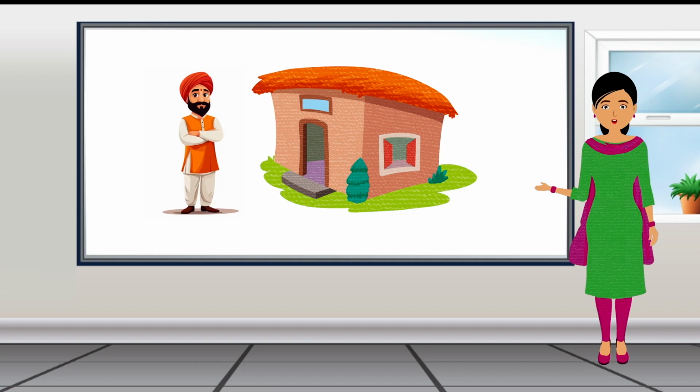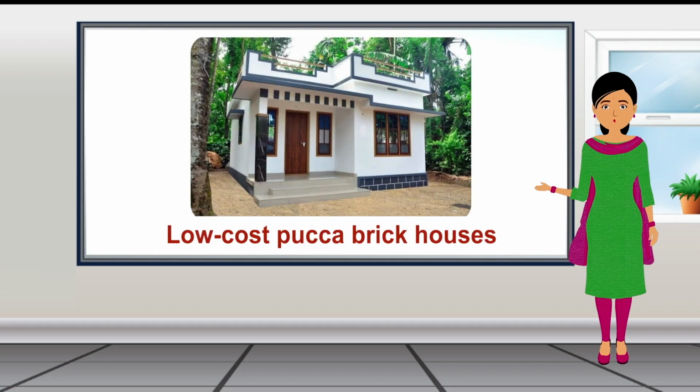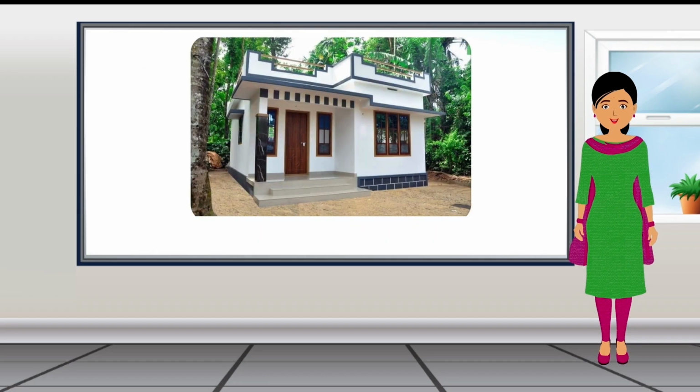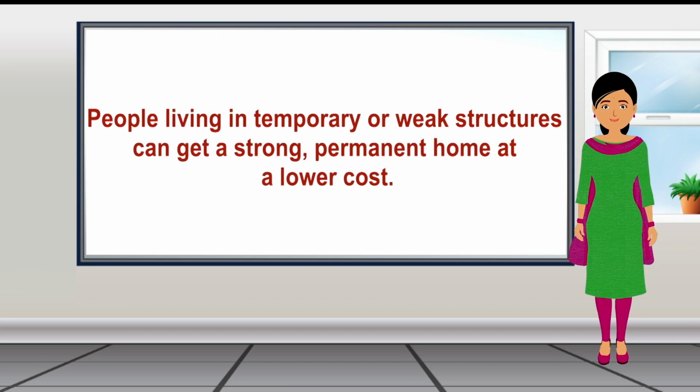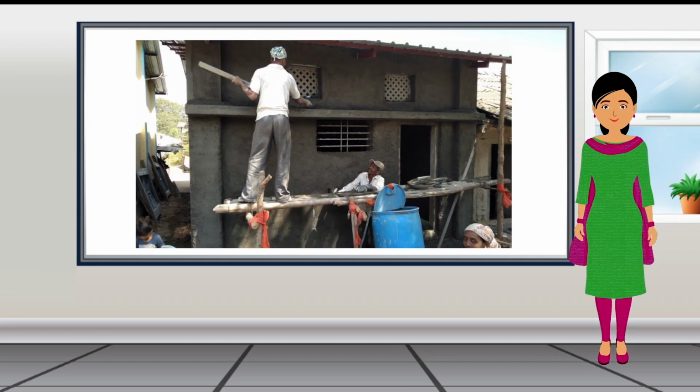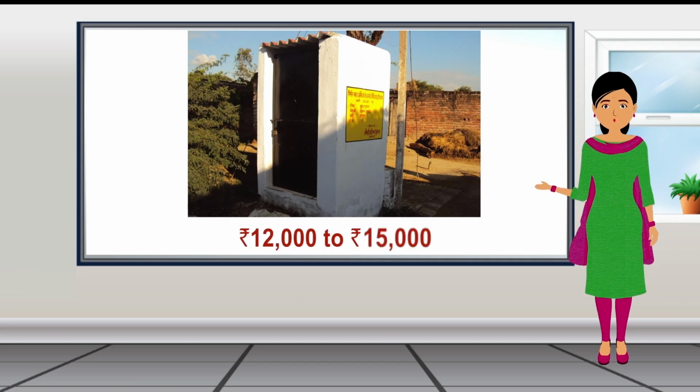The government has a scheme where low-cost pakka brick houses are allotted to those who live in kacha houses or slums. This means people living in temporary or weak structures can get a strong, permanent home at a lower cost. Not only that, but the government is also offering a grant of Rs 12,000 to Rs 15,000 for the construction of toilets for underprivileged families.